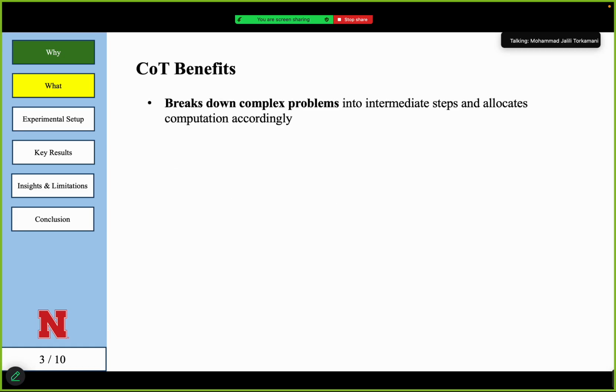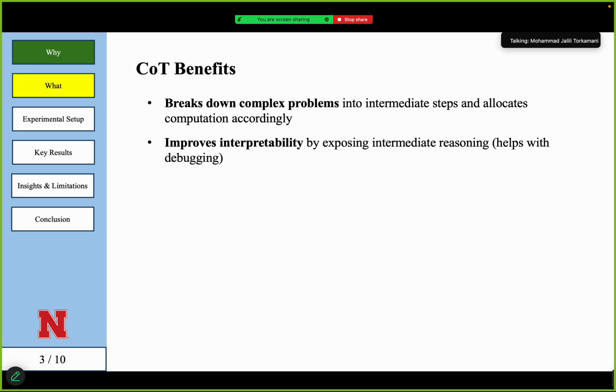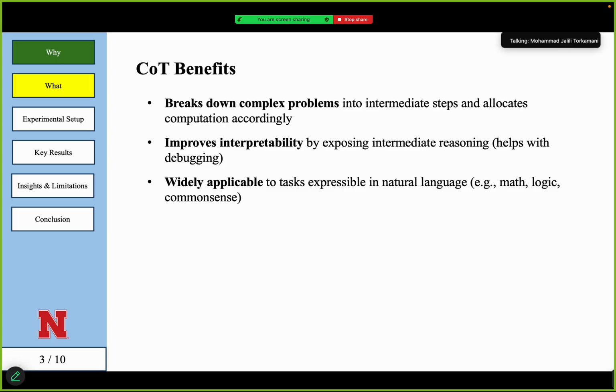Before discussing what the paper does, chain of thought brings us some benefits. The first benefit is that it breaks down complex problems into intermediate steps. And this leads to interpretability benefits, which are helpful for debugging because we can understand at which point of inference the model makes mistakes. Although this is not guaranteed to be 100% correct, it can help us in some way. And the experiments show that chain of thought can be applied to any kind of task that can be explained by language, for example mathematics, logic, and common sense, which we are using in this paper.